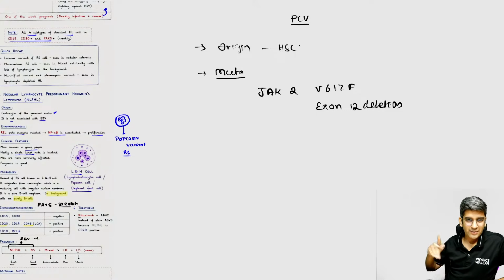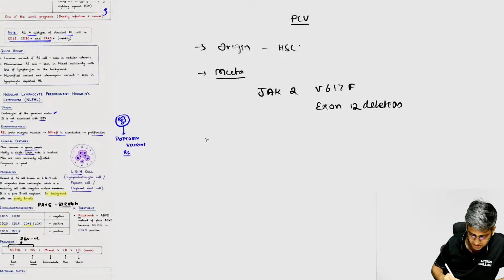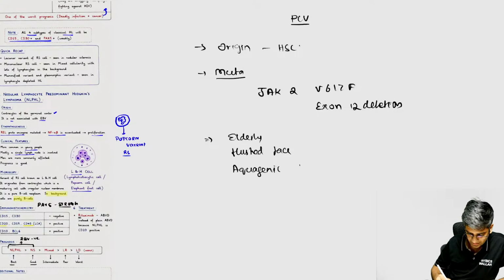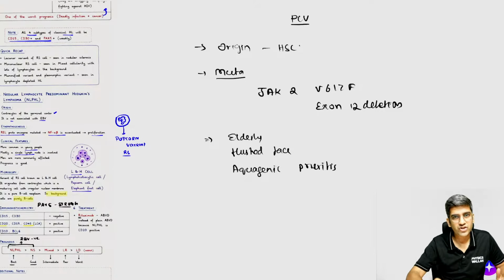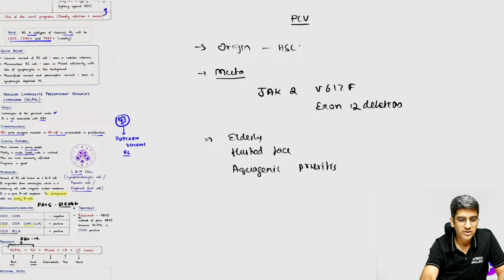Fine. Coming to it, just give me one. So polycythemia vera, the clinical feature, again, elderly person, flushed face, and the most important thing, there's a condition called aquagenic pruritus. The patient will have intense itching after taking a bath with a very cold shower or a very, very hot shower. That's aquagenic pruritus. That's very, very classical of polycythemia vera.